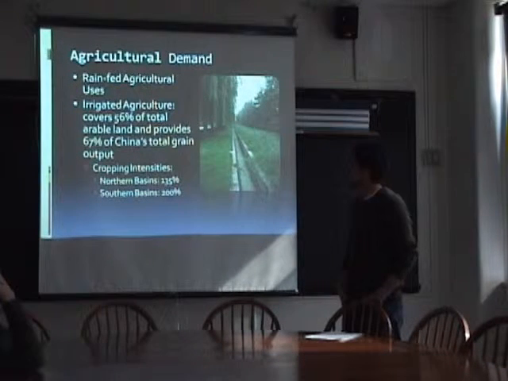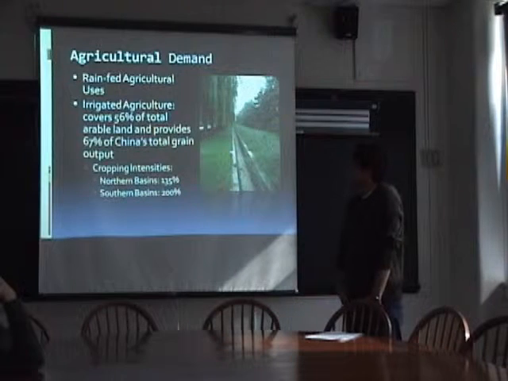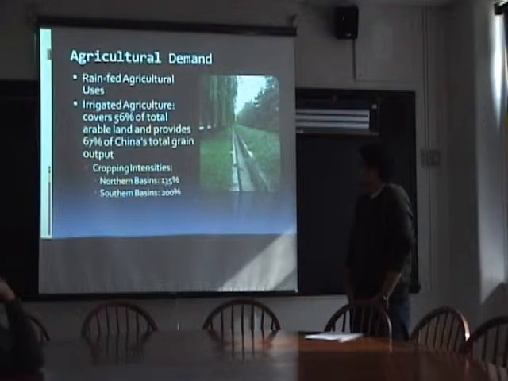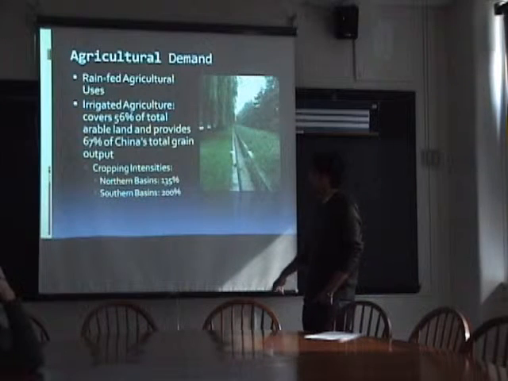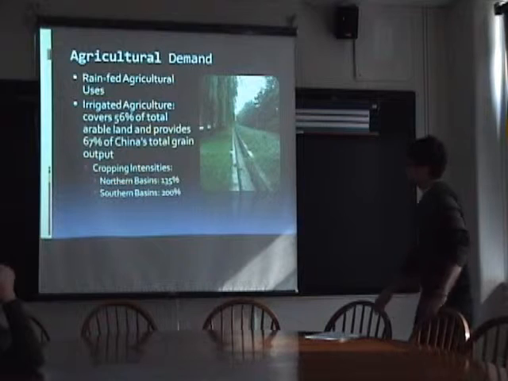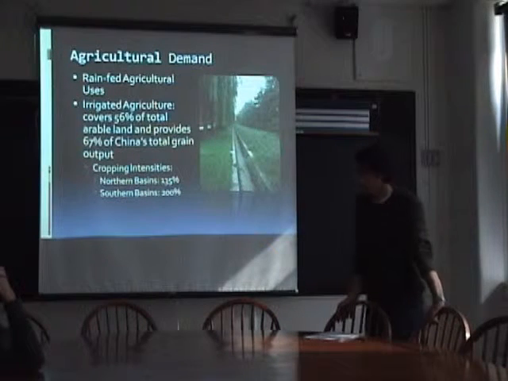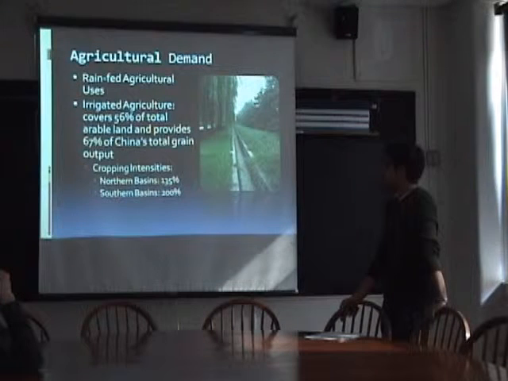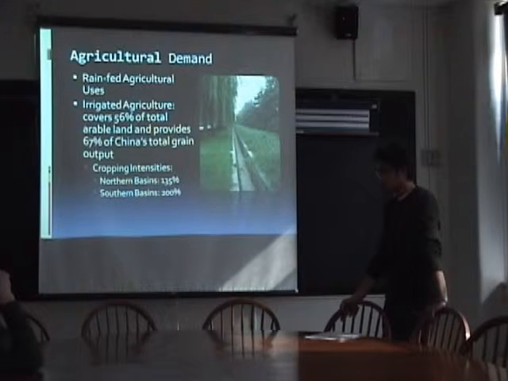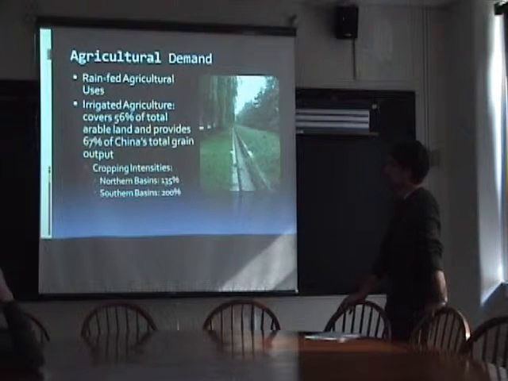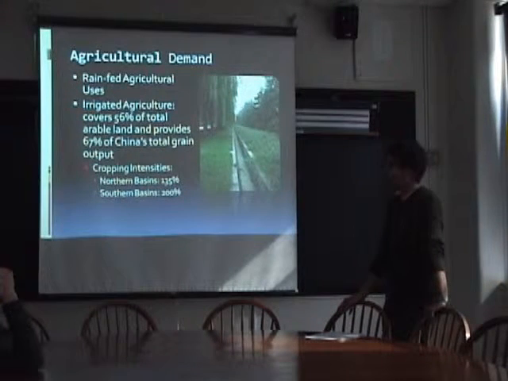It covers 56% of total arable land and provides 67% of China's total grain output. These are just some cropping intensities. Essentially what this is illustrating is that the northern region of China is suffering more than the southern region. We have 135% cropping intensity in the north. So really there's a deficiency of water primarily in this northern region, and that's what I think needs further exploration.